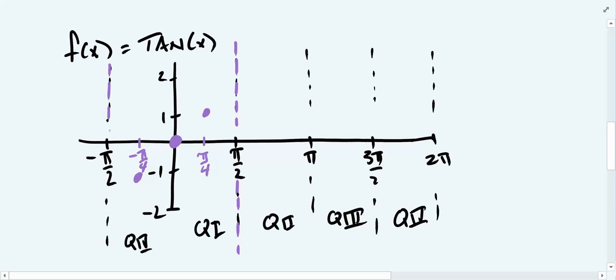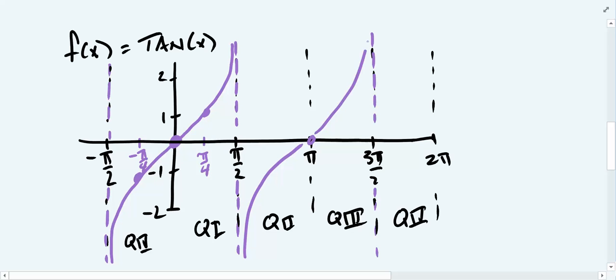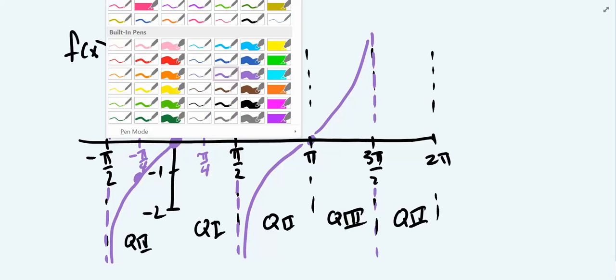Okay? So therefore, what we have is this curve. If we actually computed the tangent of every angle between negative pi over 2 and pi over 2, we get this beautiful curve. And this beautiful curve repeats itself every interval, so it would look like this. And that's where it comes from. Okay? So the one that we just did, we're going to concentrate on this picture here.